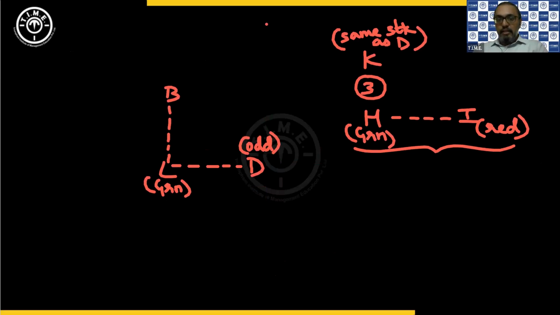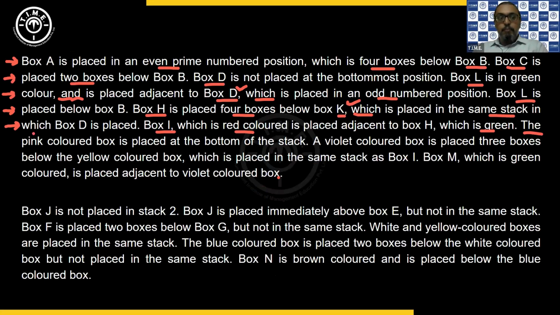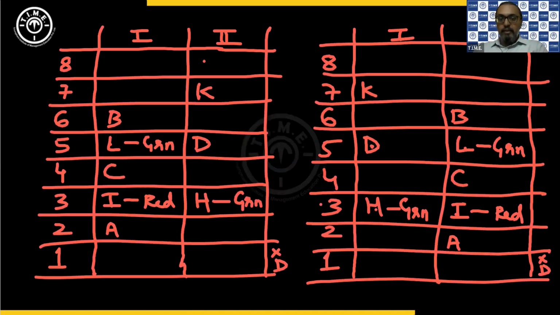Okay. Then further, he says the pink colored box is placed at the bottom of the stack. So pink should definitely come at the bottom. Which stack we don't know, but definitely at the bottom. So H and I are ruled out at the bottom, because if I had put H and I in the first position, then pink cannot be given. So that way we can now confirm these are the only positions of K and H.